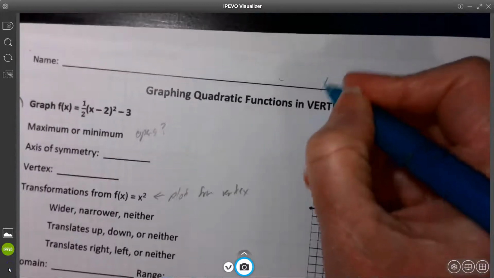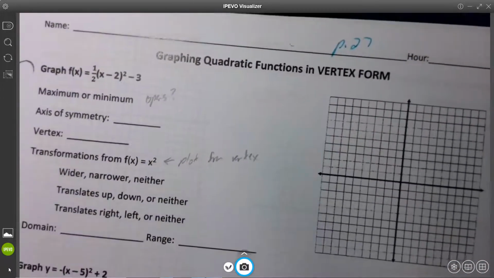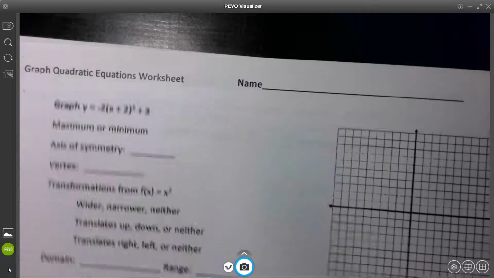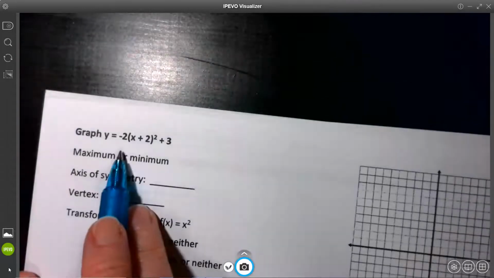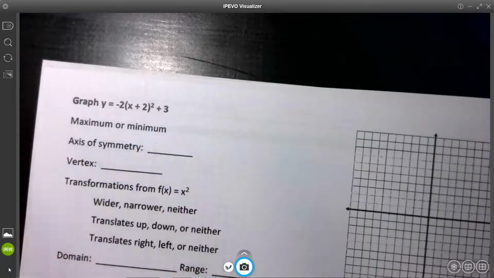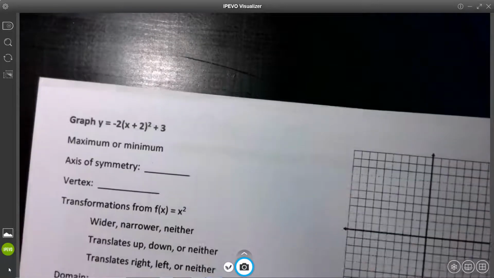Okay, let's look for another one that we have to flip on. Now on page 27 in your packet, and we're looking at Vertex Form. And I would like to start trying to find the, oh, there it is. Okay, look at this one. We have a stretch, we have a flip, and we have shifts. This thing has everything. So let's go through this.